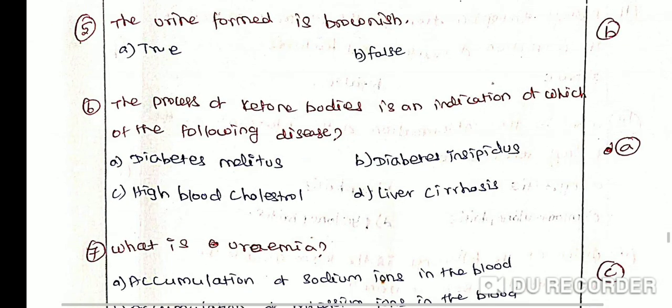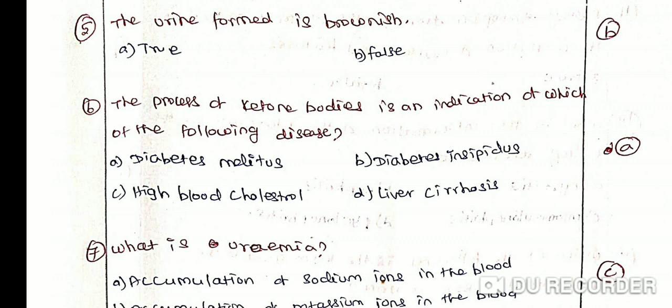Next question. The presence of ketone bodies is an indication of which of the following diseases? Option A, diabetes mellitus. Option B, diabetes insipidus. Option C, high blood cholesterol. Option D, liver cirrhosis. The correct answer is option A, diabetes mellitus.